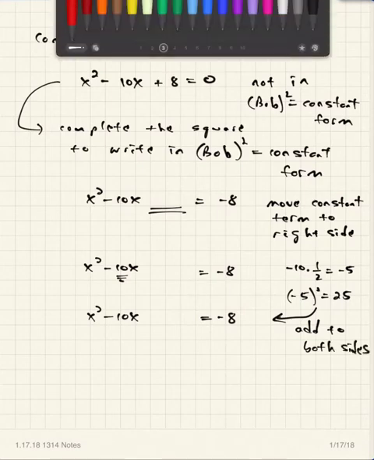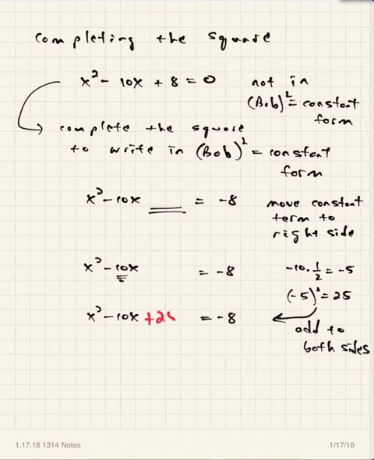So I'm going to add 25 here, and I'm going to add 25 here. Make sure you add it to both sides. Remember, that's something you're restricted to. When you're solving an equation, you've got to add to both sides of the equation, or you've changed the equation's solution when you do that.